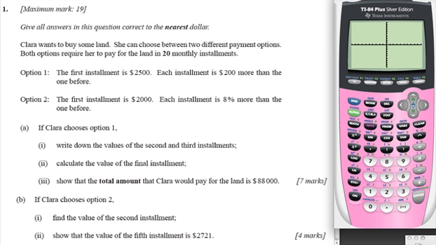Okay, so we've got a question here. Clara wants to buy some land. She can choose between two different payment options. Both options require her to pay for the land in 20 monthly installments.